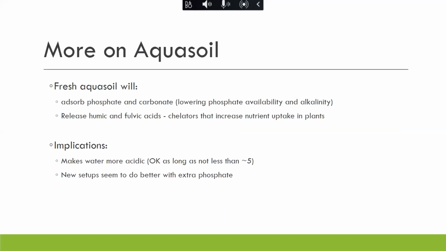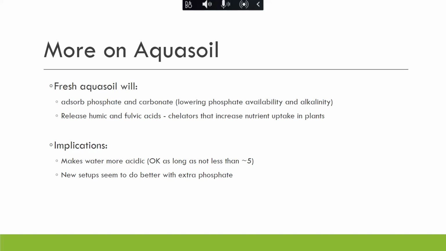All right, some last notes on aqua soil. In addition to acting as a buffer in our tank, it actually absorbs phosphate and carbonate, right? So if you have fresh aquasoil and you've ever tested for phosphates in your water column, you'll find that you can dump phosphate into that tank and then measure the next day and it's gone. You're like, where did it go? Did the plants eat it? No, your aquasoil did.